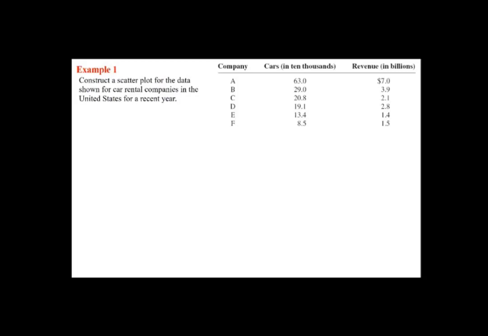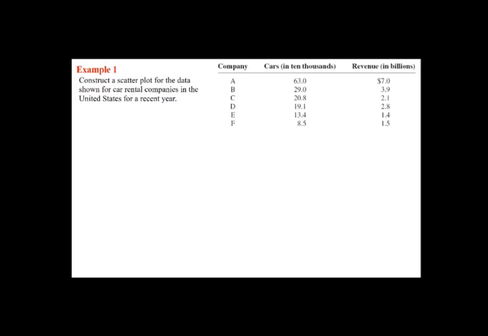That means 63 times 10,000 or 630,000 cars and $7 billion in revenue. Just as an example, company B, 29.0, that means 29 times 10,000, 290,000 cars, and then revenue is 3.9, that means $3.9 billion. Obviously, the rest follows, so that shouldn't be a big deal at all.